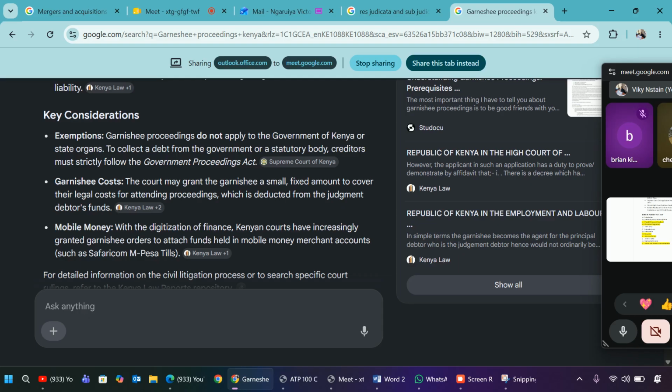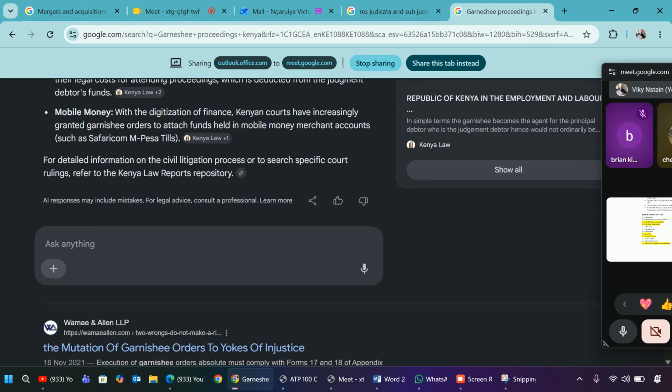Then, on mobile money, with the digitization of finance, Kenyan courts have increasingly granted garnishee orders to attach funds held in mobile money merchant accounts such as Safaricom M-Pesa tills.